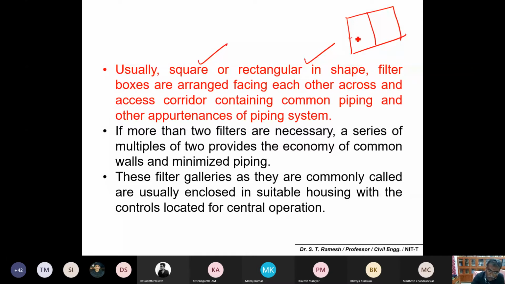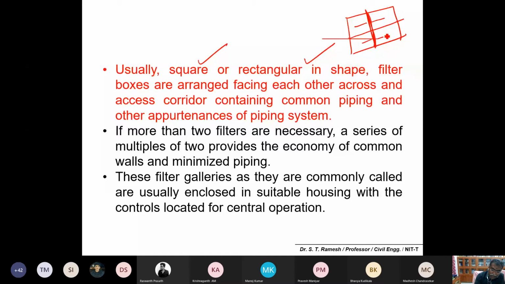For example, 2 or 4, 2, 4, 6, 8, something like this. Thereby, you can also minimize the piping and other necessary items. For example, if I design with the inlet somewhere here, I can distribute to this filter box, this filter box, this filter box, and also this filter box.